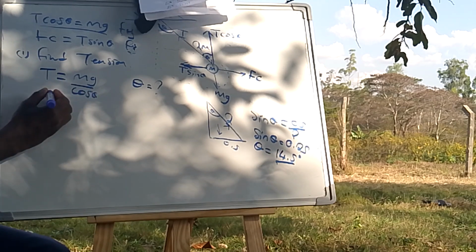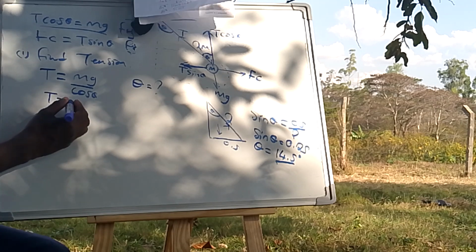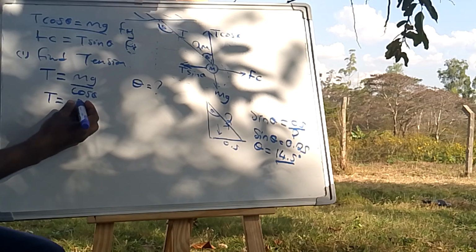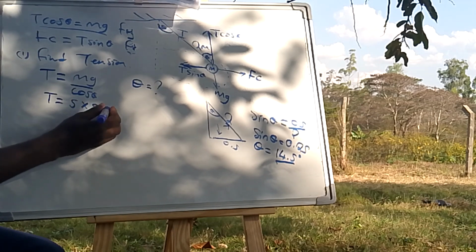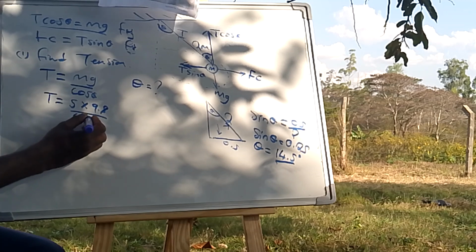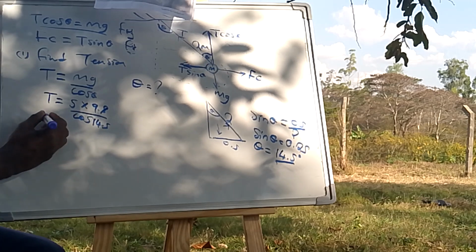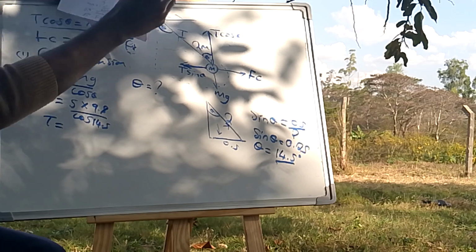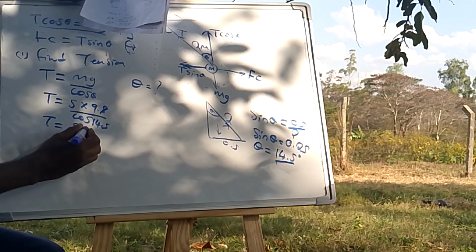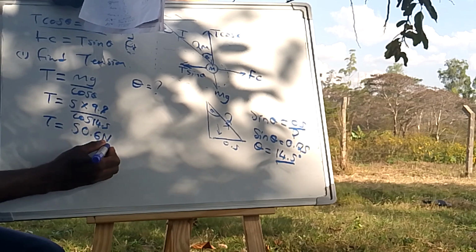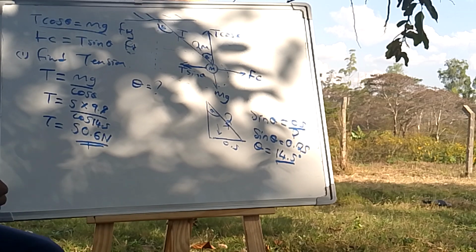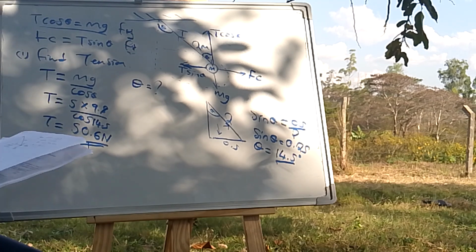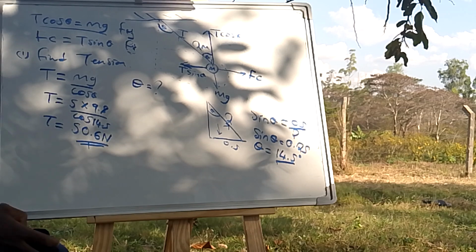You can put it here, and then you have tension equals the mass that we are given, which is 5 kg. So 5 times 9.8 over cos 14.5. After you do your calculations, tension is going to give you 50.6 newtons. So this is the first answer, tension. That's how we find tension.